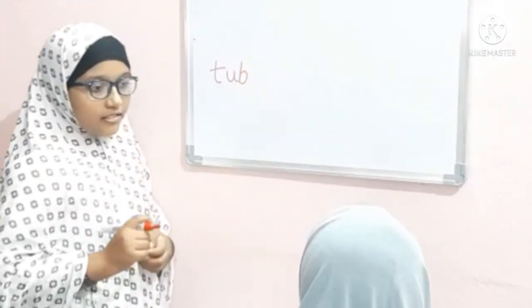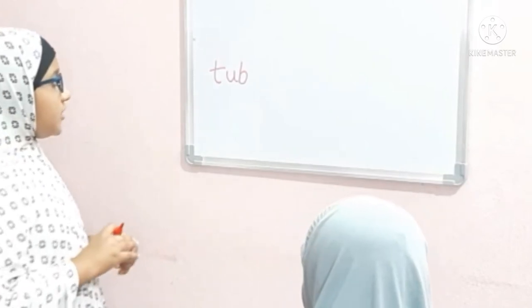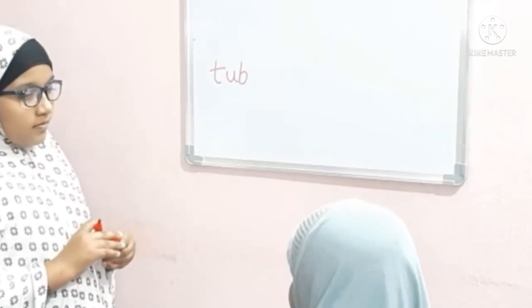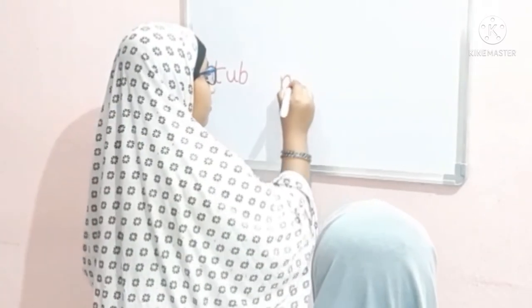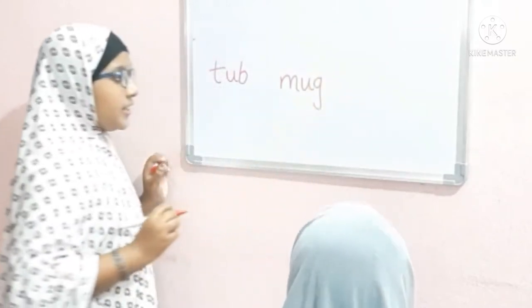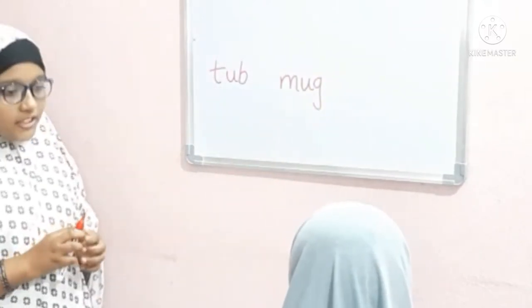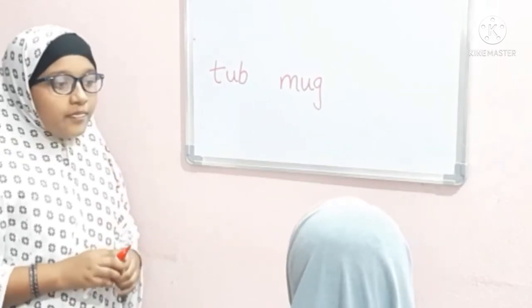What is this, Aliza? T-U-B. What is the sound of T? Ta. And what is the cluster? U-B, ub, ta, ub, tub. What is this, Aliza? M-U-G. What is the sound of M? Ma. And what is the cluster? U-G, ug, ma, ug, mug.